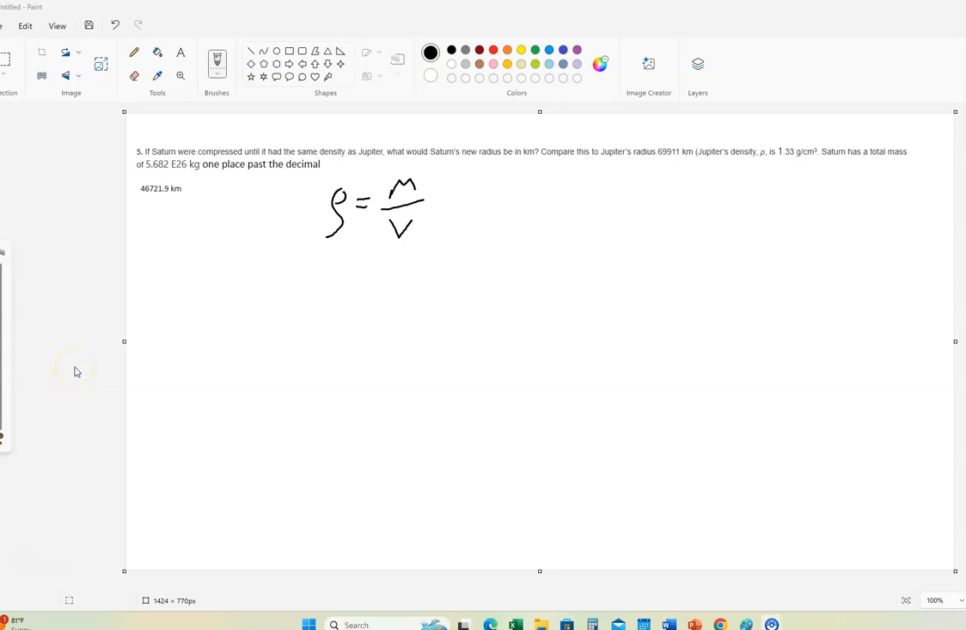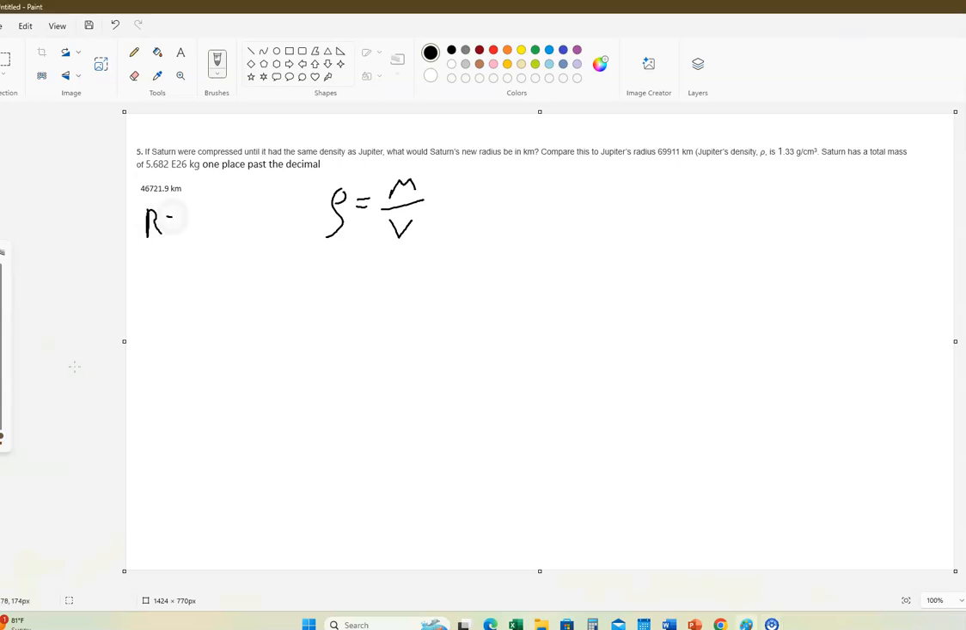All right, here's problem number 5. It says if Saturn were compressed until it has the same density as Jupiter, what would Saturn's new radius be in kilometers? All right, so just keep in mind that's what we want to know. So R is going to equal what in kilometers? All right, so how many kilometers?